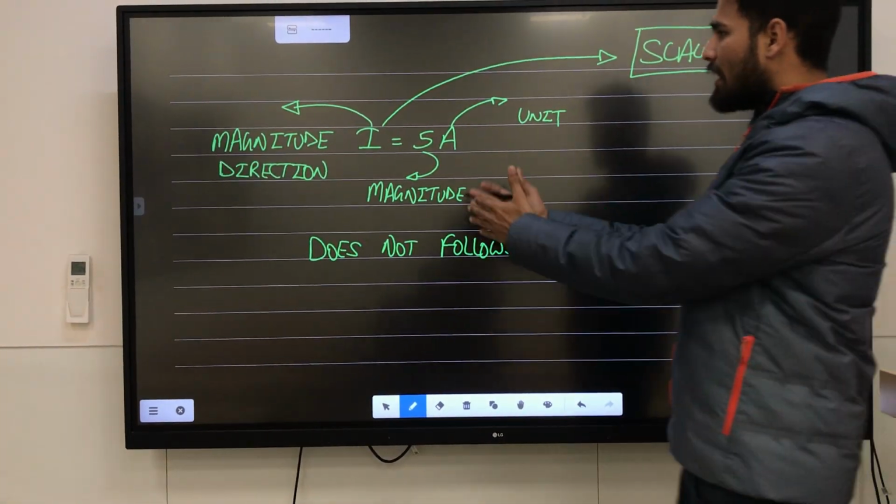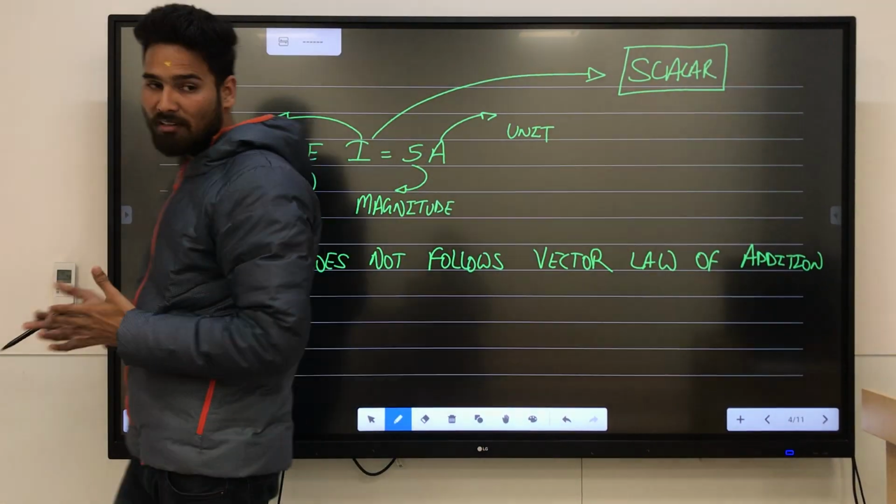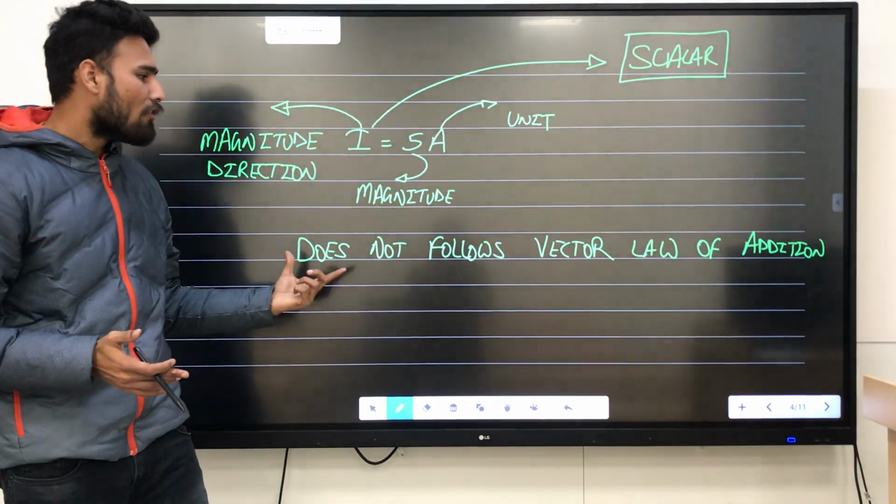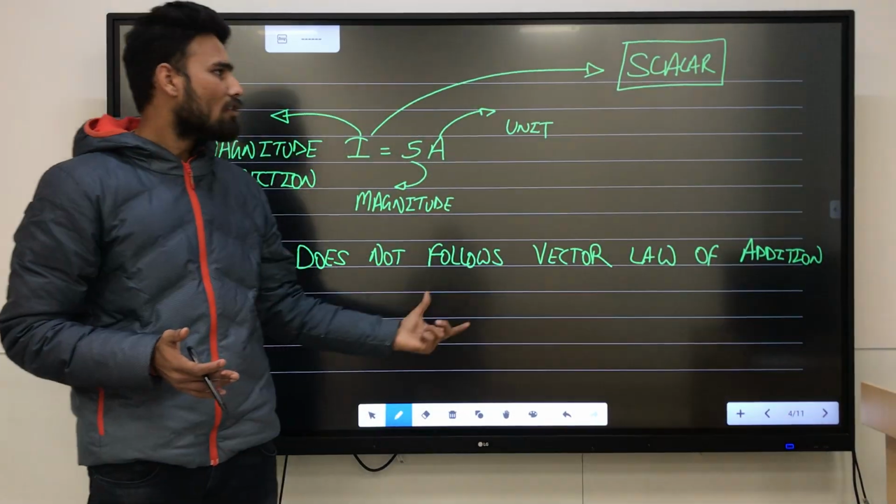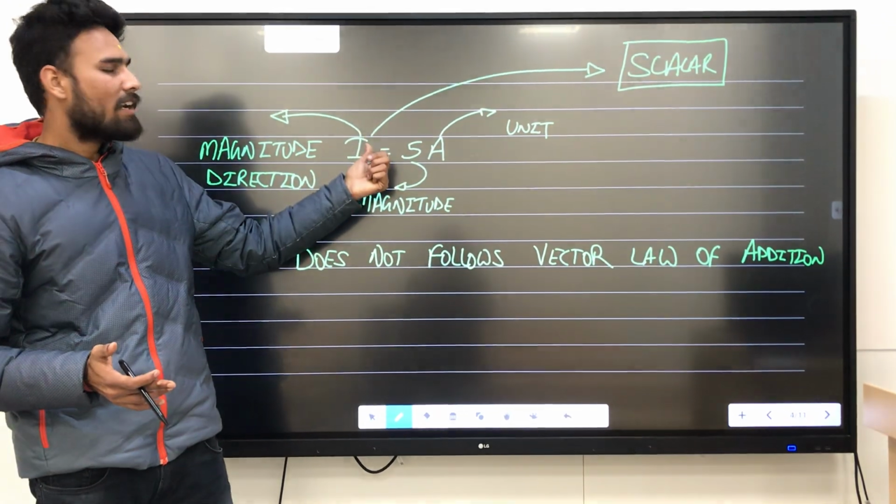And yes, the current has a magnitude and direction, but it does not follow the vector law of addition. So it is not a vector quantity. So yes, the current is a scalar quantity.